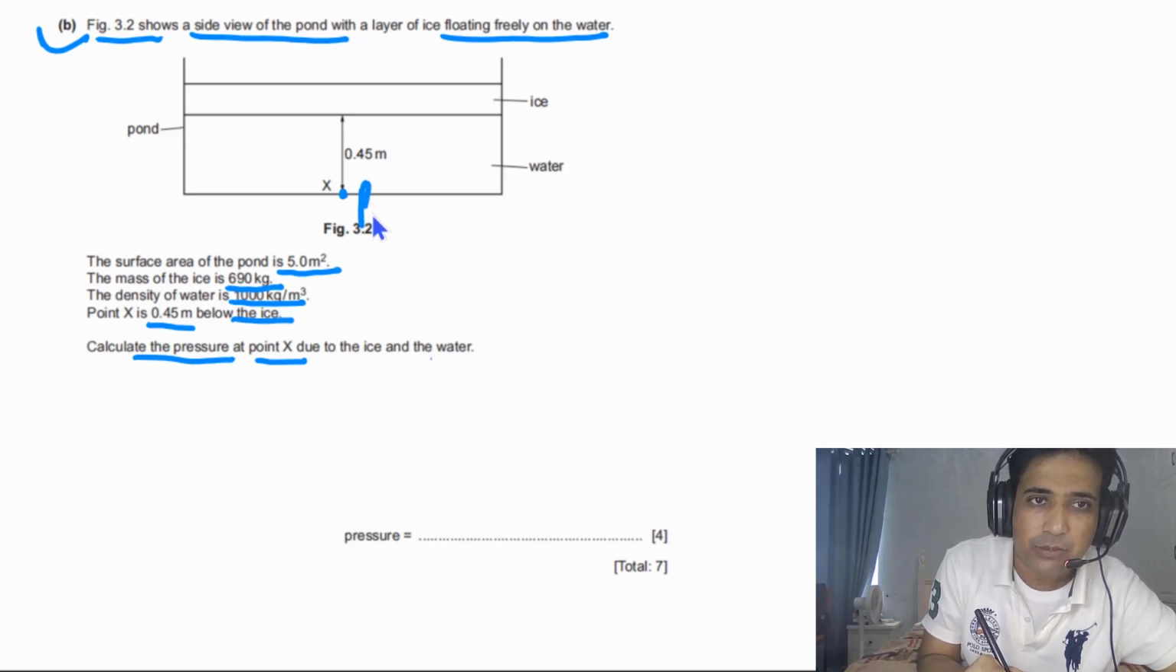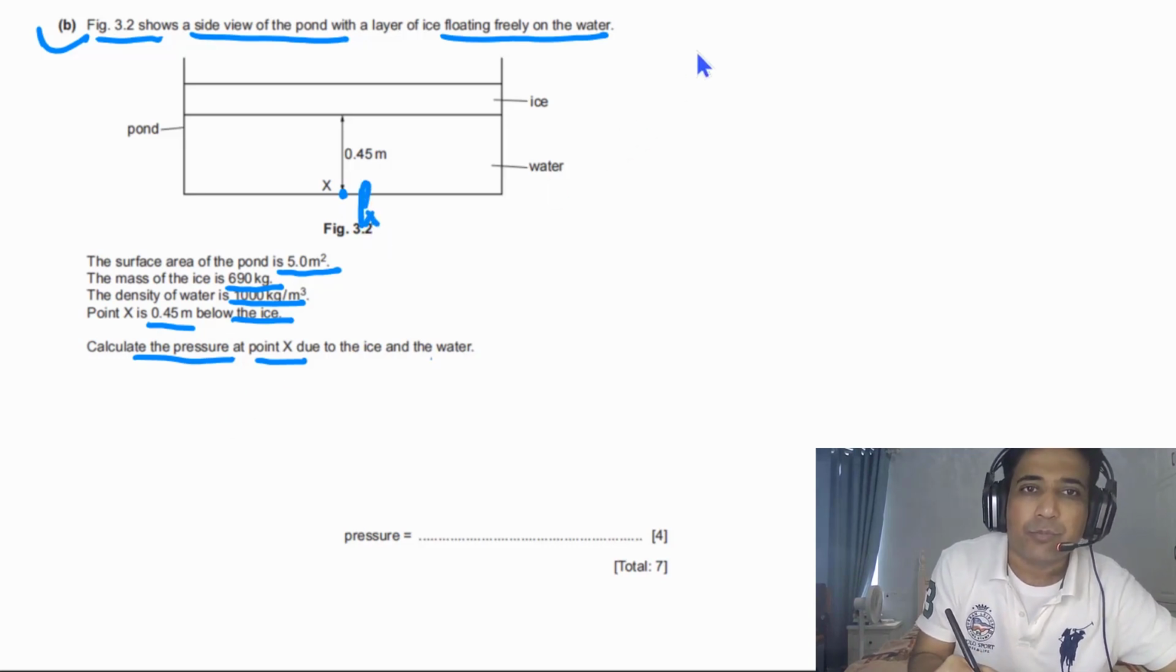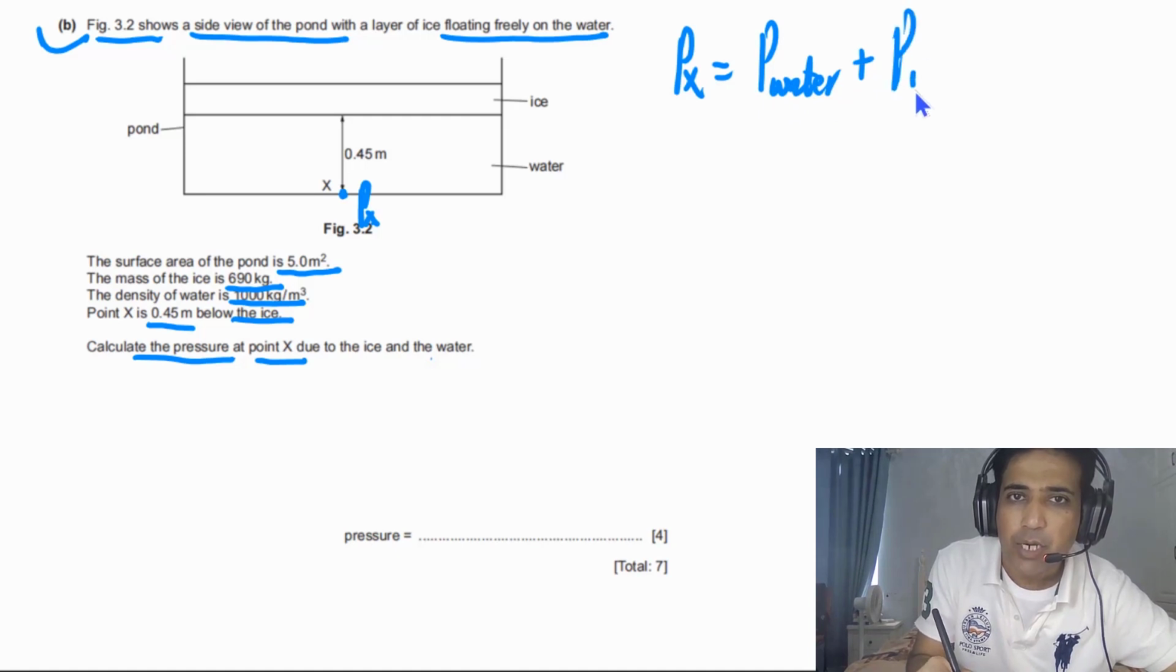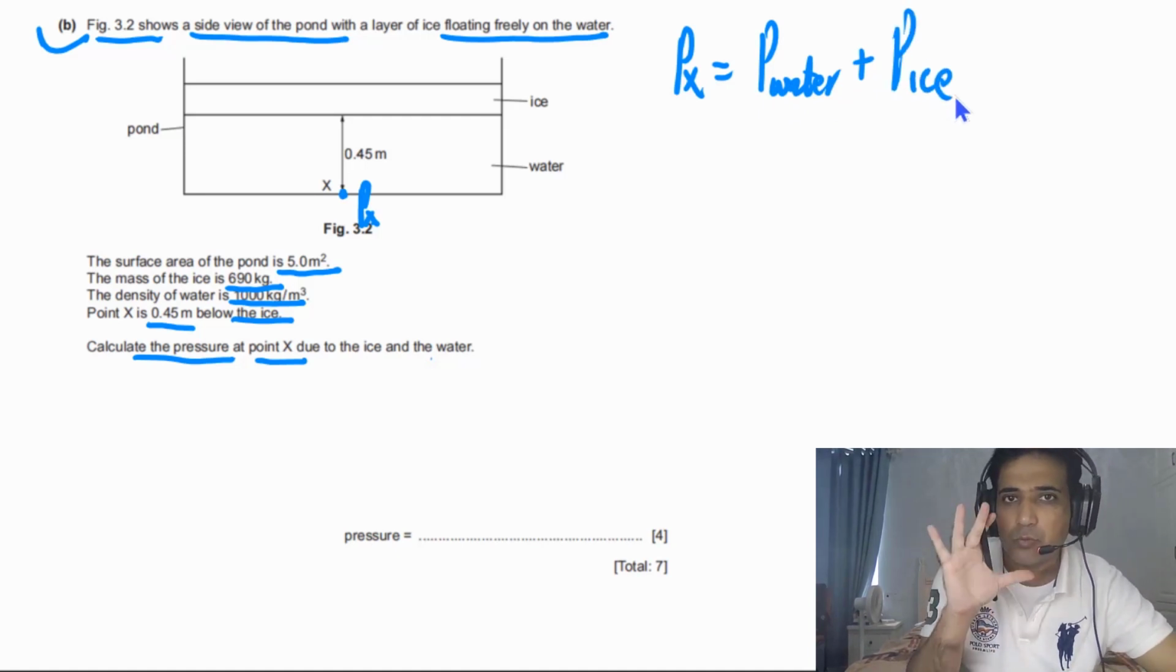First of all, we can call this P, Px. So simply we can write down here, Px will be equal to P due to water plus P due to ice. So this is what we can write down first.